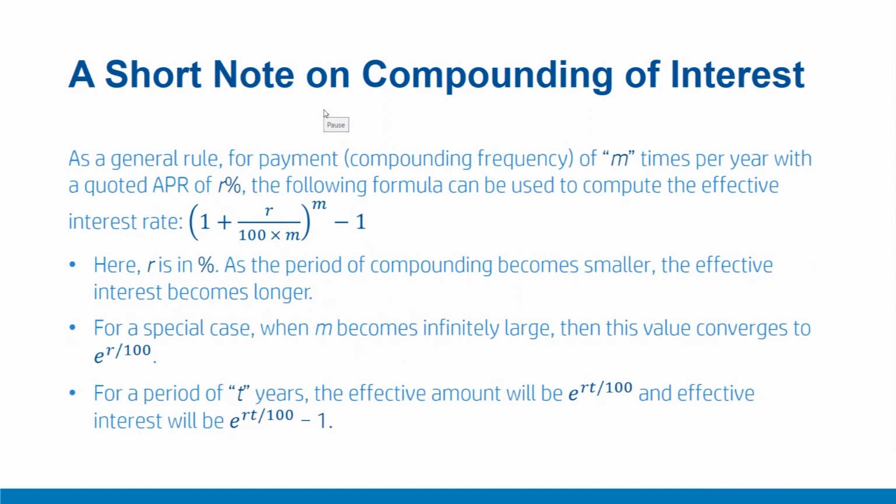As a general rule, for a payment or compounding frequency of m times per year with a quoted annual percentage rate of r%, the following formula can be used to compute the effective interest rate: (1 + r/100m)^m - 1. Here r is in percentage. As the period of compounding becomes smaller, the effective interest becomes larger.